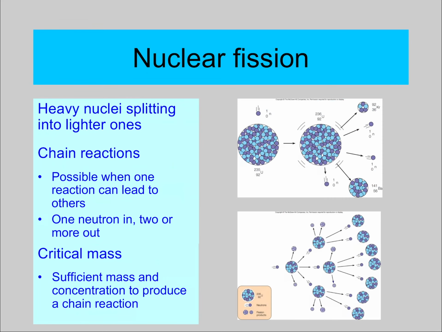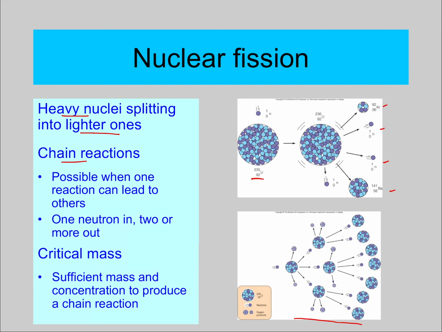So nuclear fission is the type of reaction that we're talking about, and it's where something that's heavier is going to split into something lighter. So we have uranium. Uranium splits into krypton, neutrons, barium. You can see that it's kind of like a cascade, a domino effect, if you will. So we call this domino effect a chain reaction.